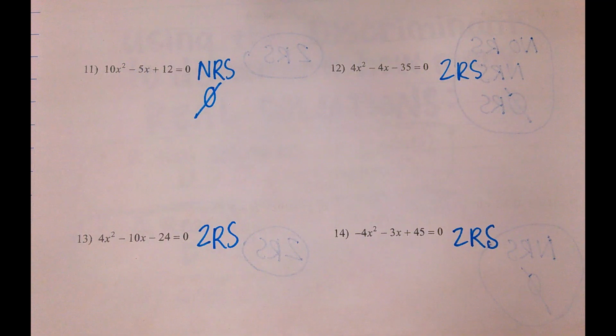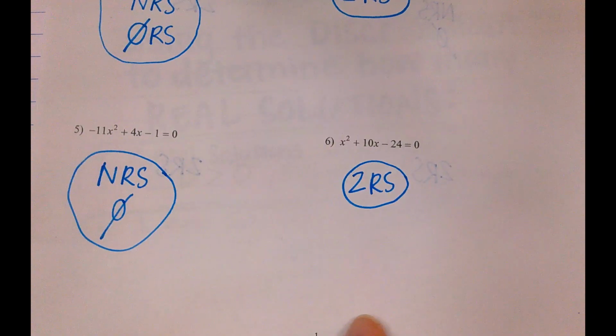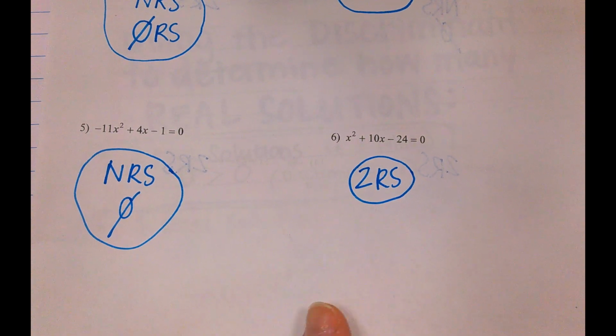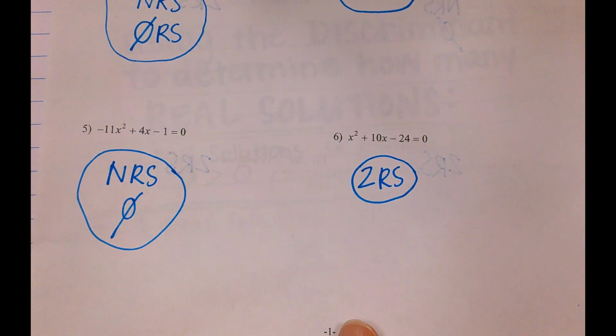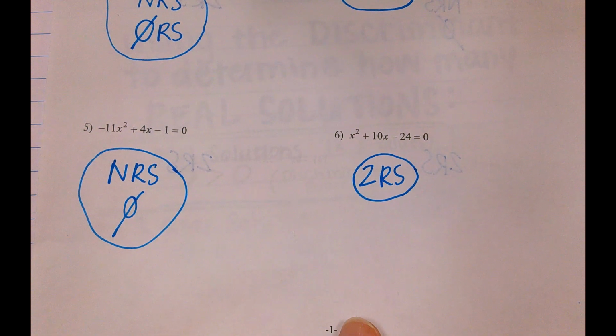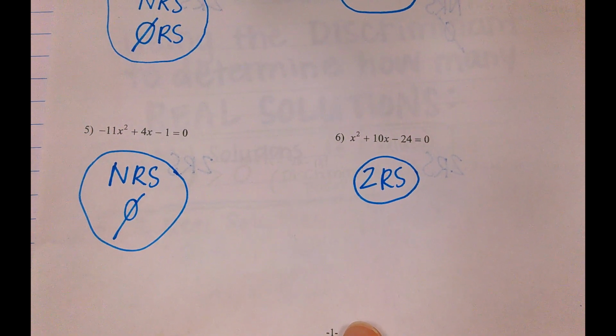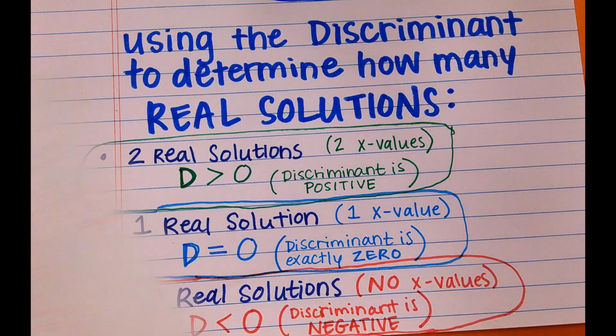And then what would you say, Brandon? What was 5 and 6 again? 5 and 6. I'll go back. No real solutions for 5. 2 real solutions for 6. All right. Do you need to see back again?